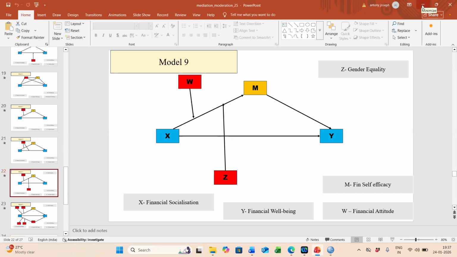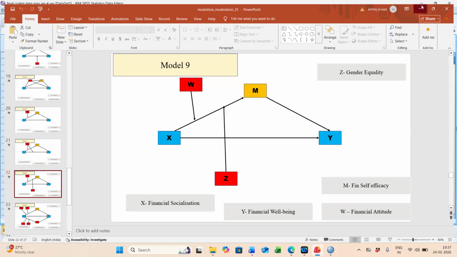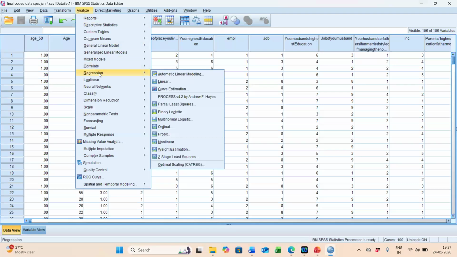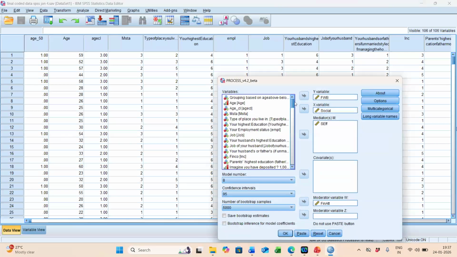So, analyze, regression, process. Financial well-being is the dependent variable, socialization is the independent variable, then self-efficacy is the independent variable, attitude is... okay, one more moderator, that is gender equality.